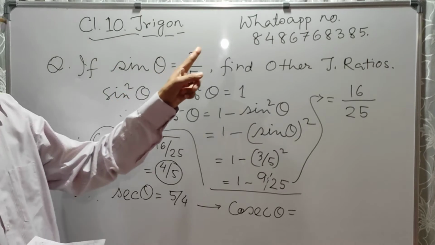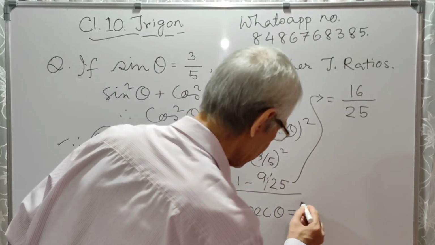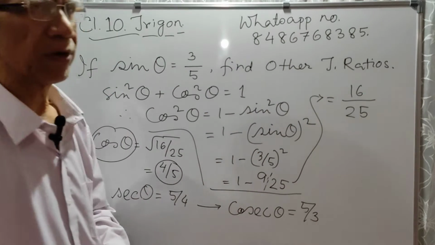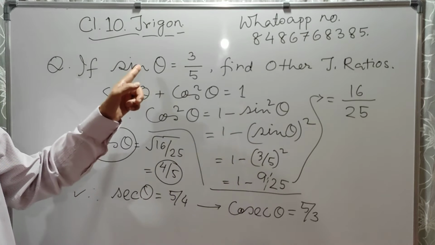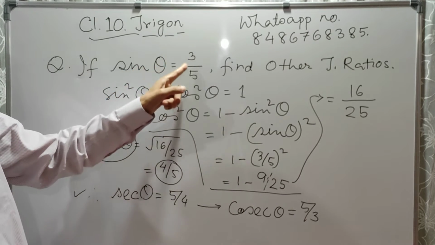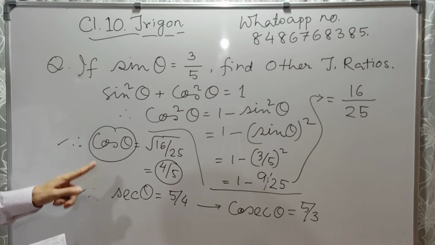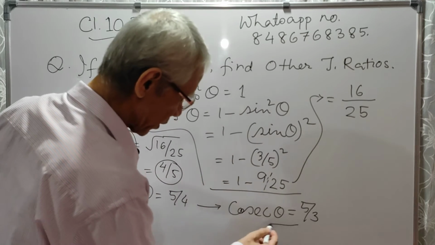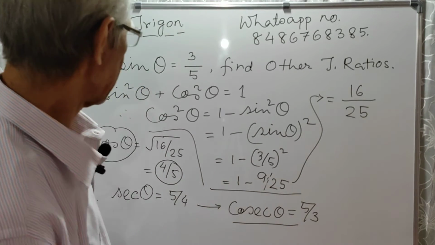So sine is given 3 by 5. Now cosec will be reciprocal of sine, that means 5 by 3. So you see, cosec theta is reciprocal of sine theta. So 3 by 5, reciprocal is 5 by 3. So we have got cos, we have got sec, now we have got cosec. Now only left is what? Tan and cot. Now let us find out tan and cot.